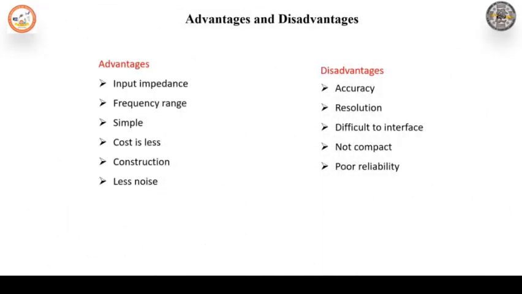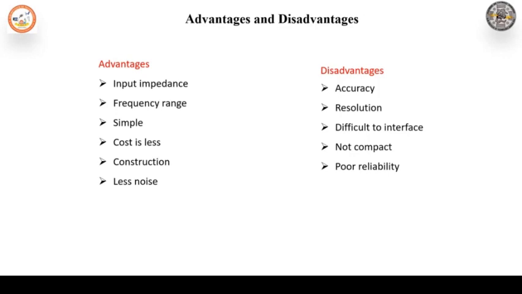So coming to the advantages and disadvantages of a multimeter. The advantages of an electronic multimeter are, the input impedance is high. Secondly, the frequency range is high. Next advantage is the circuit is simple. And next advantage is the cost is less. Next is the construction is rugged. And the last advantage is that it suffers less from electric noise.